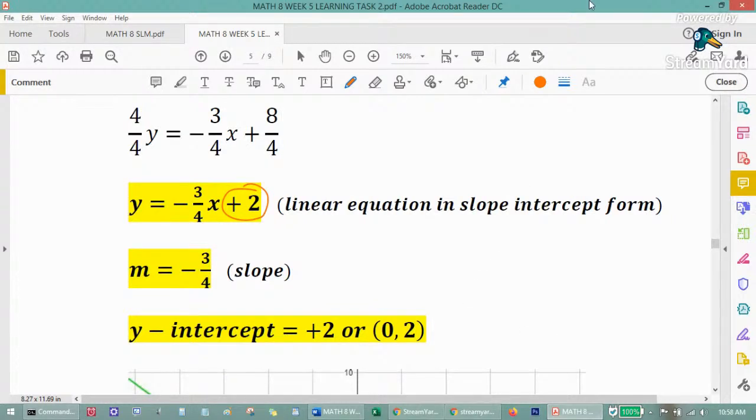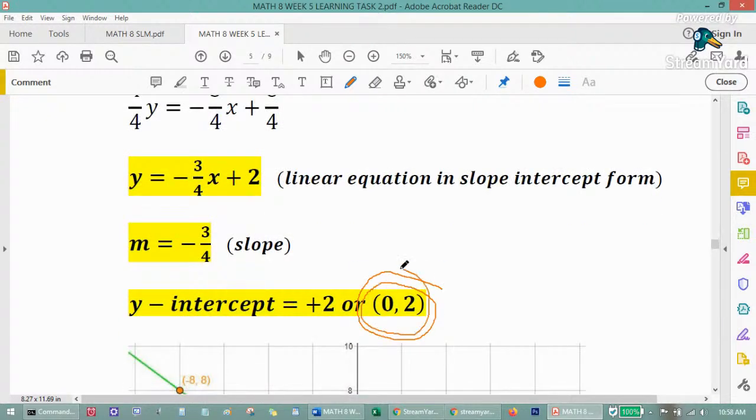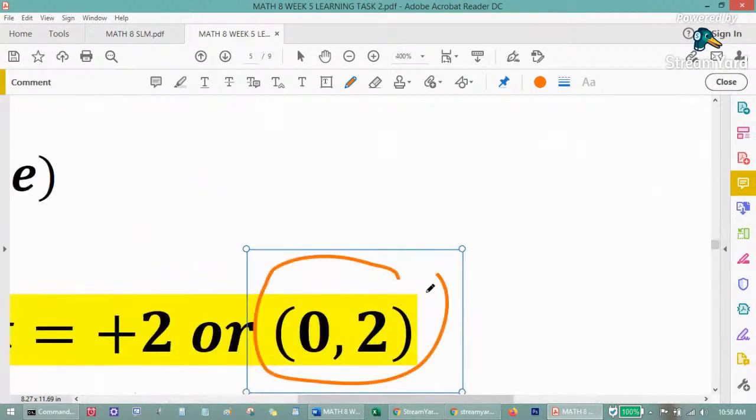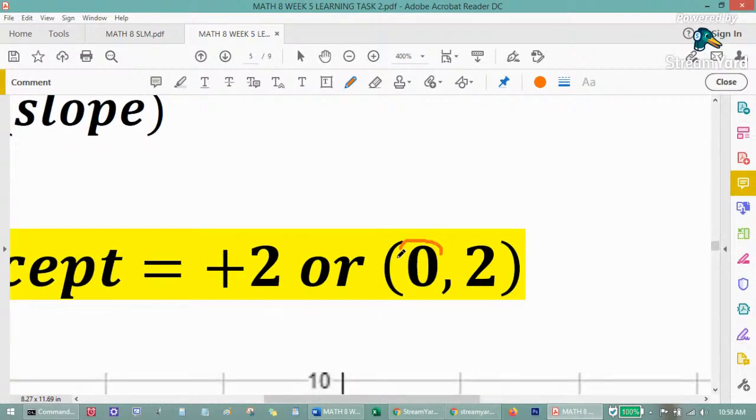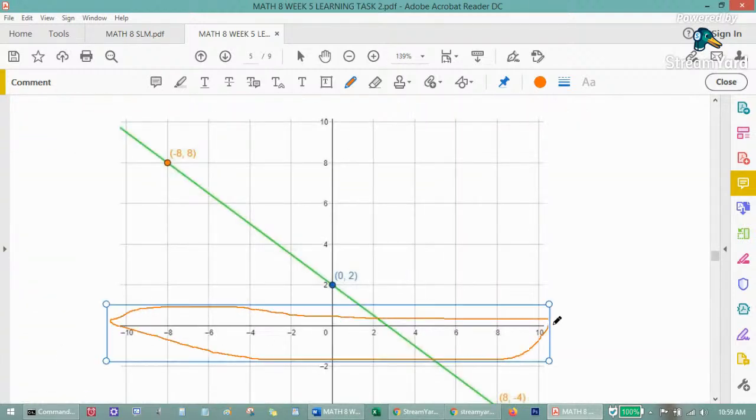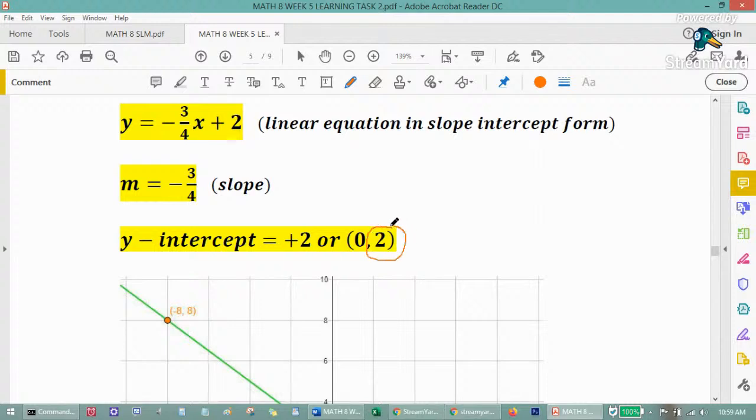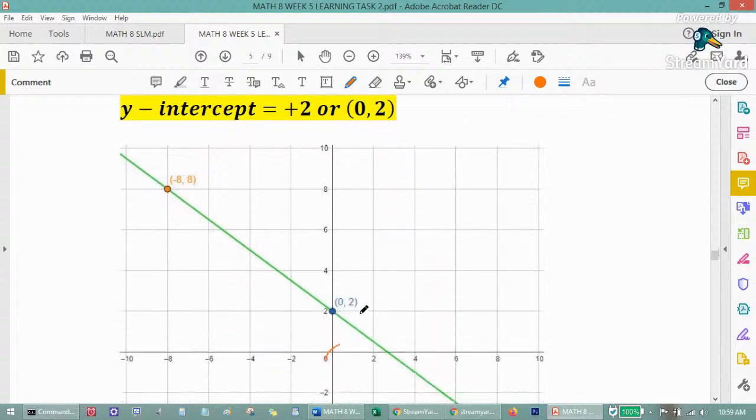Okay? So, paano natin i-graph yan? First, hanapin natin tong point na to. X is 0. Ang x daw ay 0. So, ito yung x natin. Nasaan ang 0? Ito yung 0. Then, ang y daw is positive 2. O, dahil positive, aakyat tayo ng 2 units.